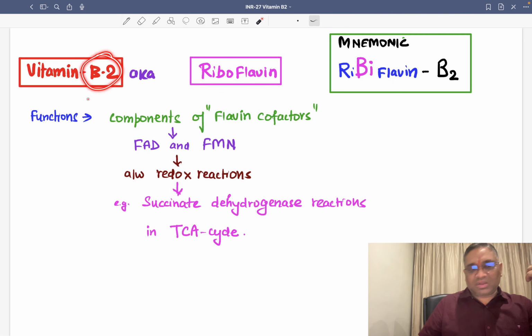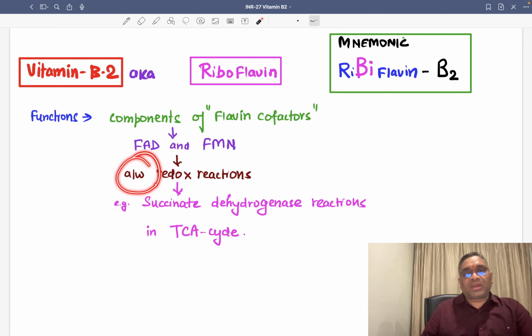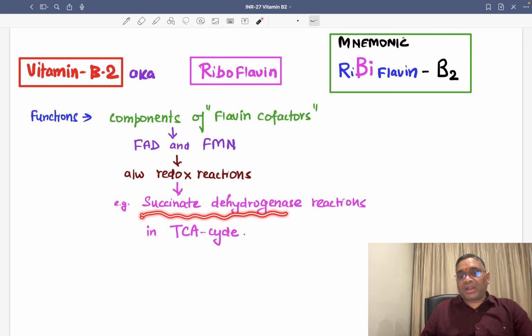Riboflavin is vitamin B12. What is the function of riboflavin? They are components of flavin cofactors. Right, they are components of flavin cofactors. What these flavin cofactors will do, they are forming FAD and FMN, and they are associated with the redox reactions. For example, they will be involved in TCA cycle in formation of succinate dehydrogenase reactions. Right, so that is the important role of vitamin B12.